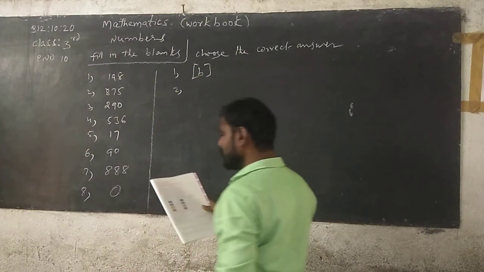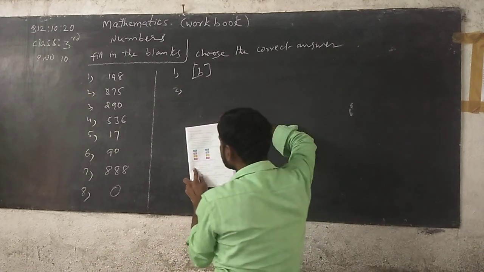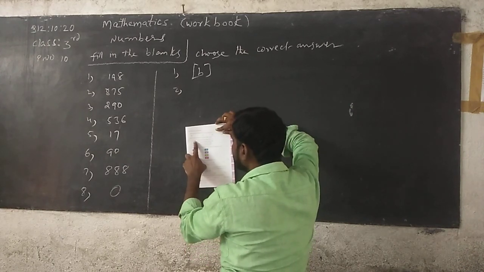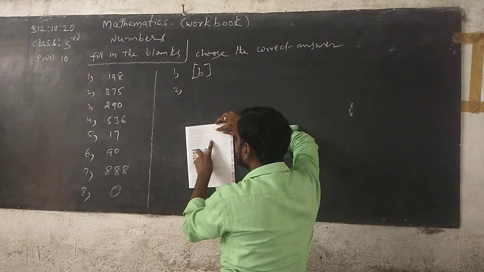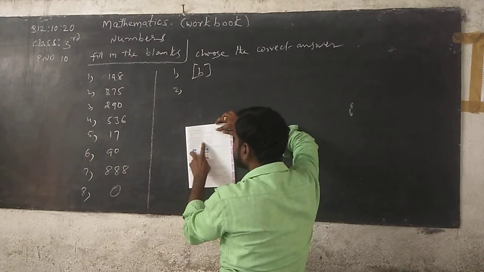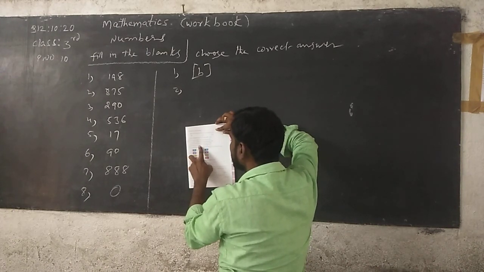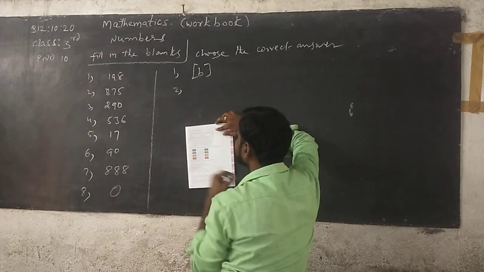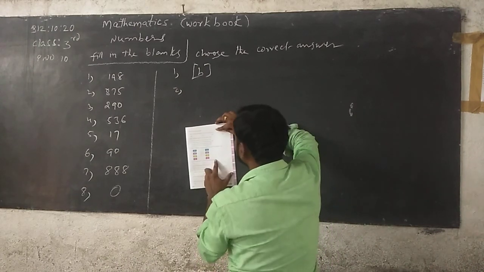Now second one, which statement about the number 666 is true? A, the place value of 6 in the tens place is 60; B, the place value of 6 in the hundreds place is 60; C, the place value of 6 in the tens place is 600; D, the place value of 6 in the ones place is 60. Which is the correct statement? The place value of 6 in the tens place is 60. A is correct.